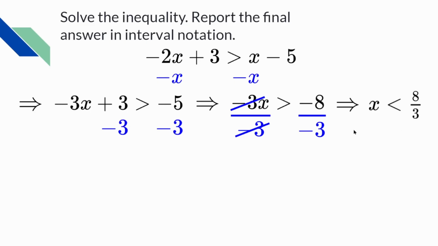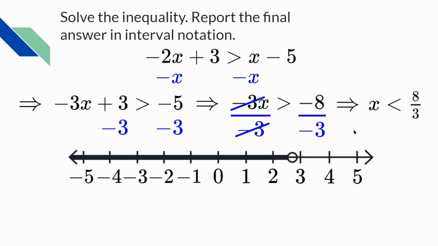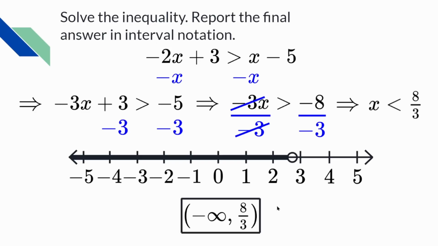Let's visualize that on the number line. 8/3 is 2 2/3. This is where the interval starts, and we shade everything to the left of it. In interval notation, our answer is negative infinity up to 8/3, and 8/3 is not included, so we use a parenthesis there. This is our solution set. Moving on to the next example.